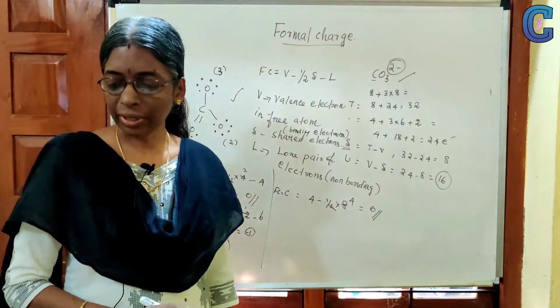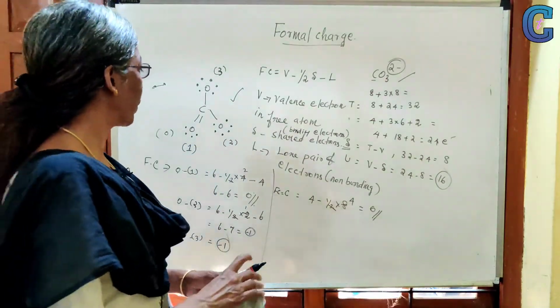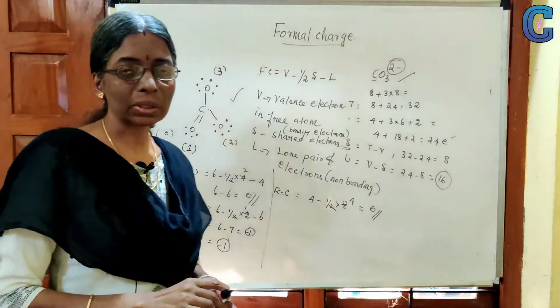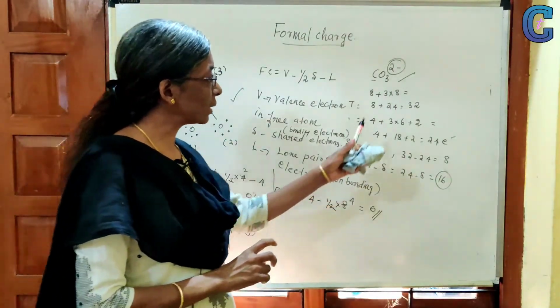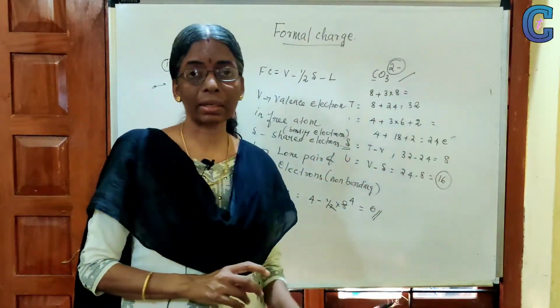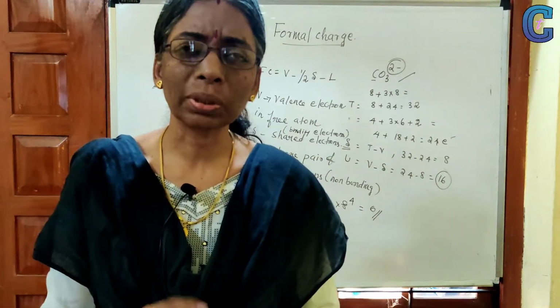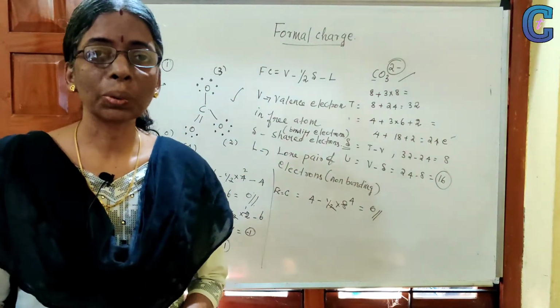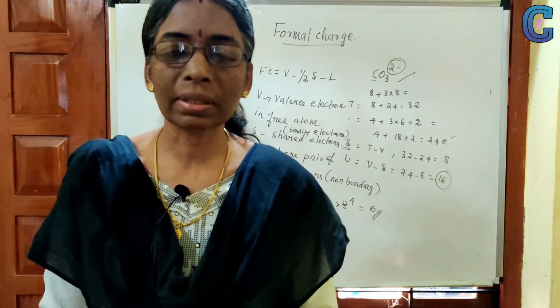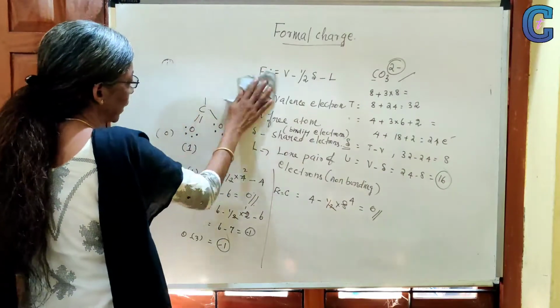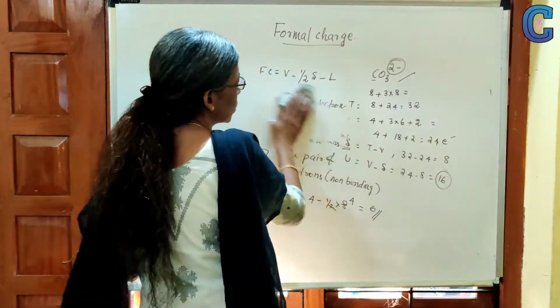Now next we can take NO2 minus. This is example 1, carbonate ion. I think you understood this one. If you don't understand how to calculate the electrons, see the previous video. In the second video, I have given how to write Lewis dot structures for different atoms and different polyatomic ions.